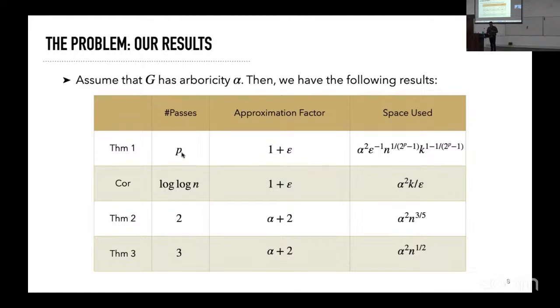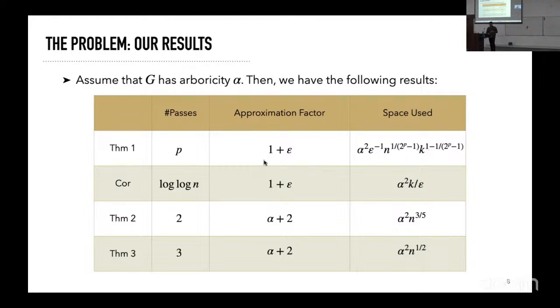If you allow yourself p passes, then you have this horrendous looking number over here. That's the space used. The details of the number are not important, except to show that there is this sort of exponential decay between the number of passes and the space used in your algorithm. So if you allow yourself more passes, of course you need less space.